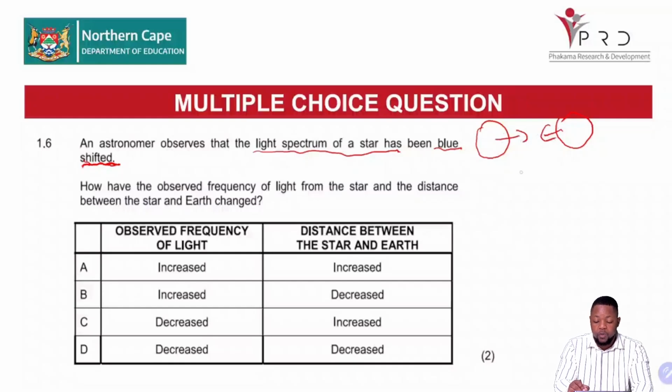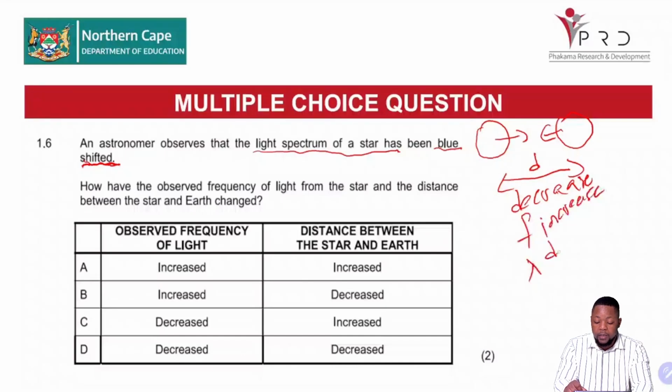Now, if they are moving towards each other, we should know something about the distance between them. The distance between them is supposed to decrease, and we know that the frequency is supposed to increase. Remember, the blue end has higher frequency and shorter wavelength. We know that the wavelength is supposed to decrease.